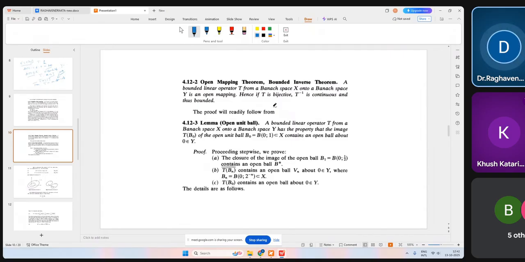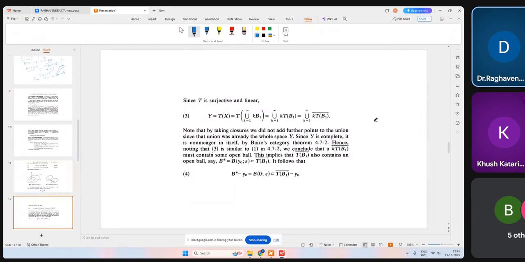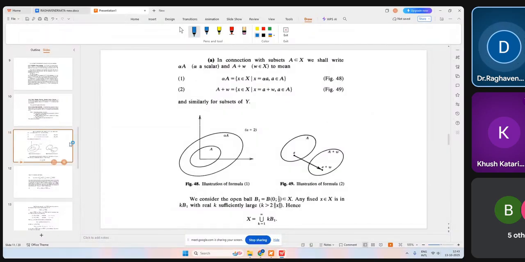If it is bijective, meaning T is linear and also one-one onto, then T inverse will exist. If T is an open map, then T inverse is continuous. So that's what the second part is. This is called the bounded inverse theorem. The proof of this theorem is slightly longish but not difficult.